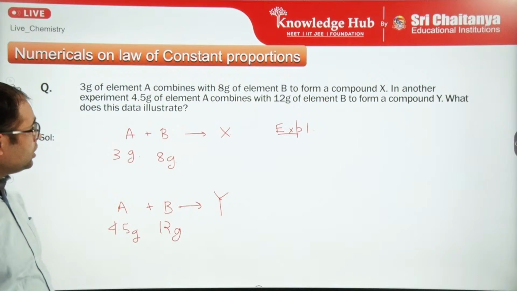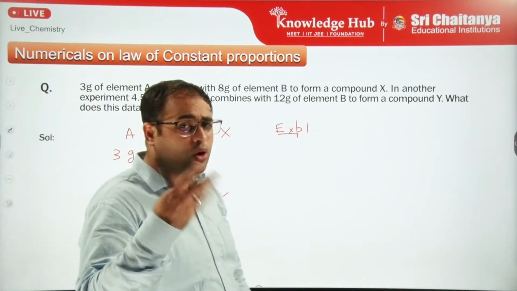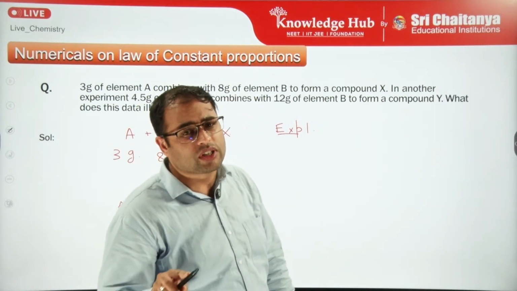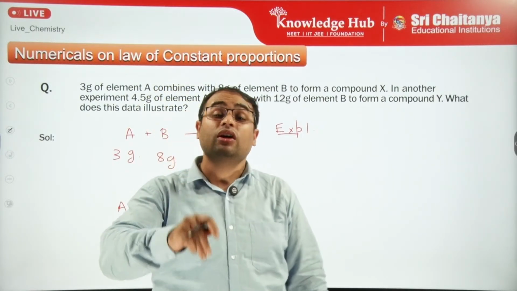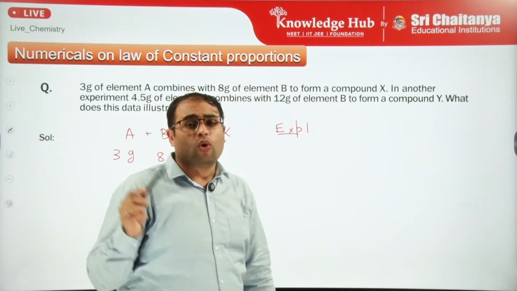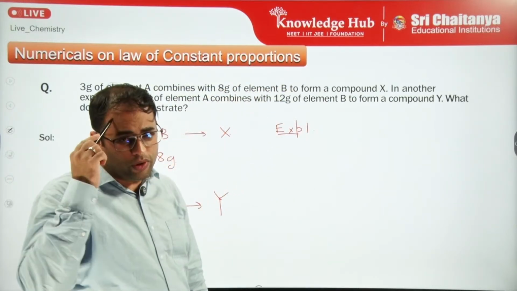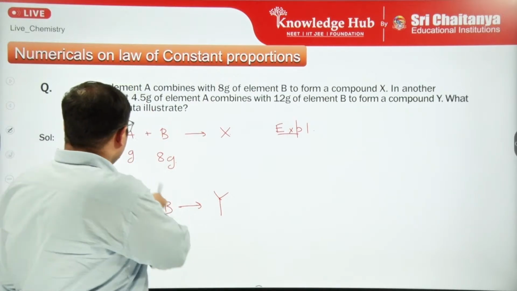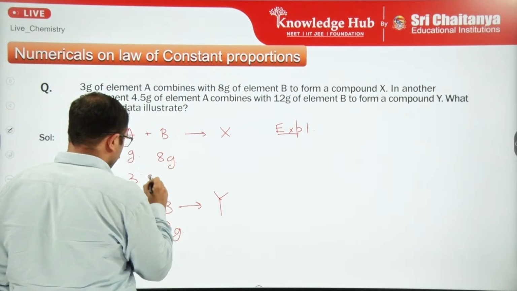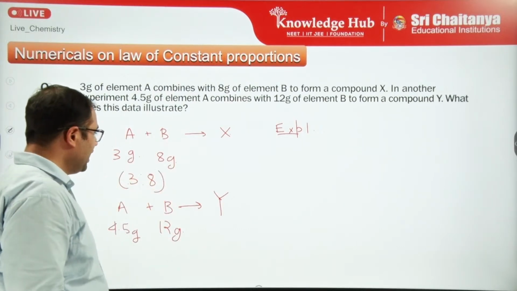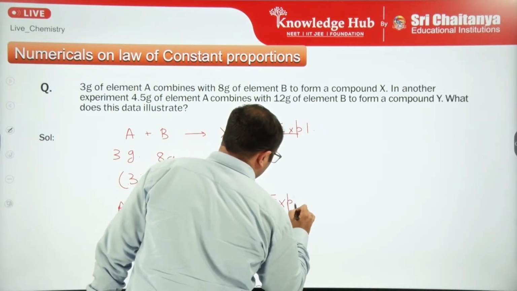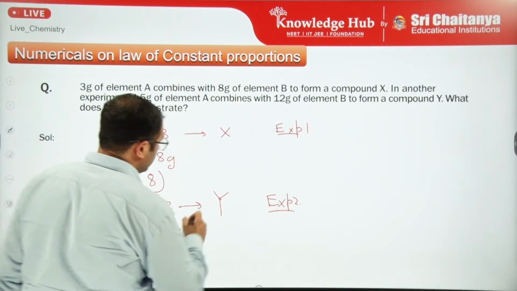So suppose this question comes in your exam, you do not know what they are talking about. Right now we have studied the law of constant proportion, so that's why you know that you have to apply it. But if in examinations you have an isolated question like this, how will you do it? Simply try and find a ratio here. The ratio here is 3:8. Let us see whether, in experiment number 2, you get the same ratio.